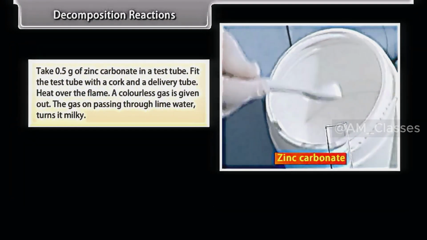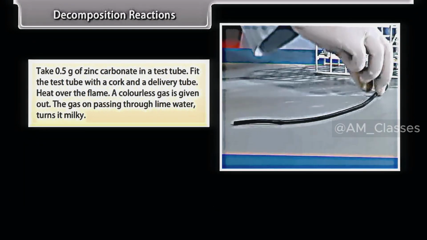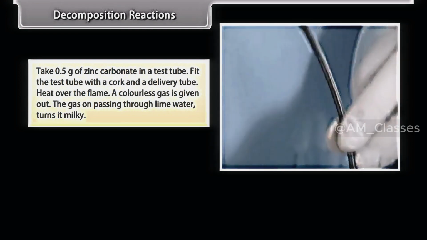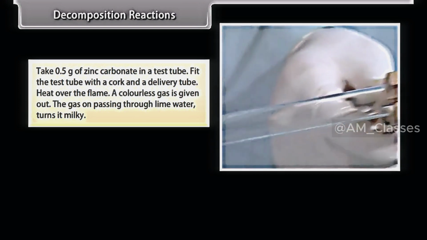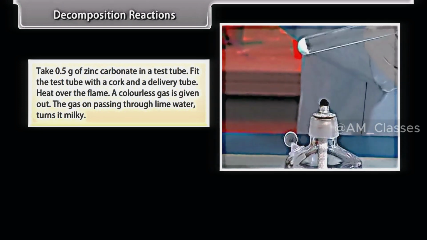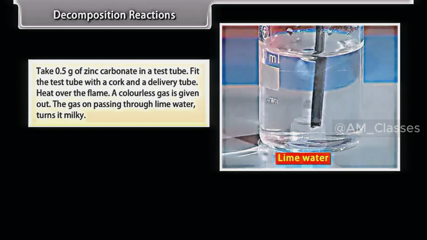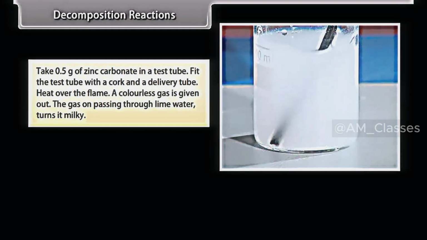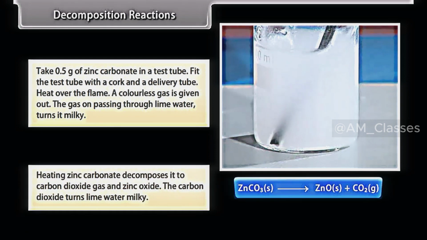Take 0.5 gram of zinc carbonate in a test tube. Fit the test tube with a cork and a delivery tube. Heat over the flame. You will see a colorless gas given out. The gas, on passing through lime water, turns it milky. Heating zinc carbonate decomposes it to carbon dioxide gas and zinc oxide. The carbon dioxide turns lime water milky.